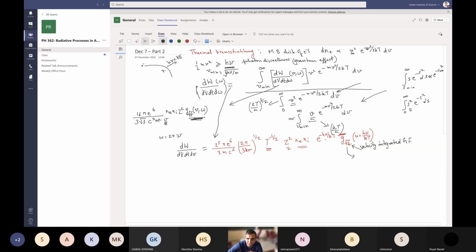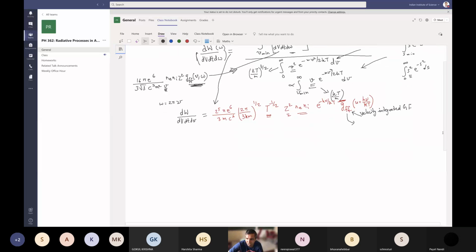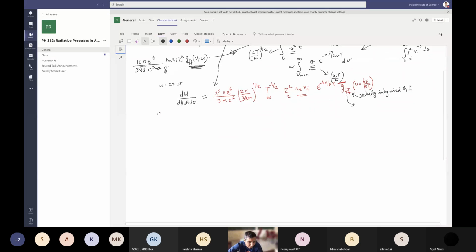The definition of GFF bar can be written in terms of GFF of v comma omega. If you substitute this definition back in here, this is what the definition of GFF bar is. But the most important thing about GFF bar is that if we plot GFF bar as a function of u, which is equal to h nu by kT, it does not vary a lot.